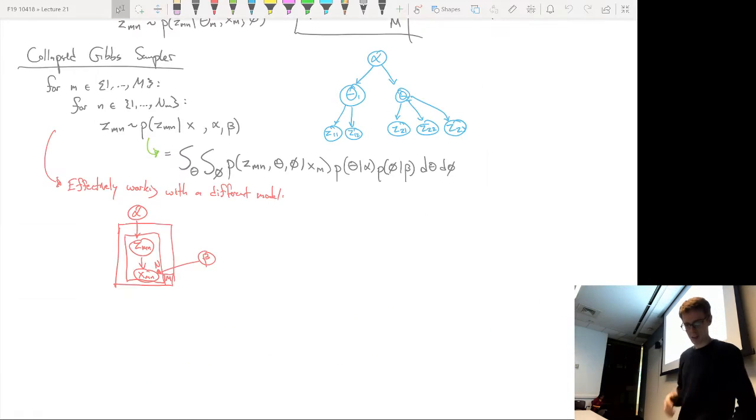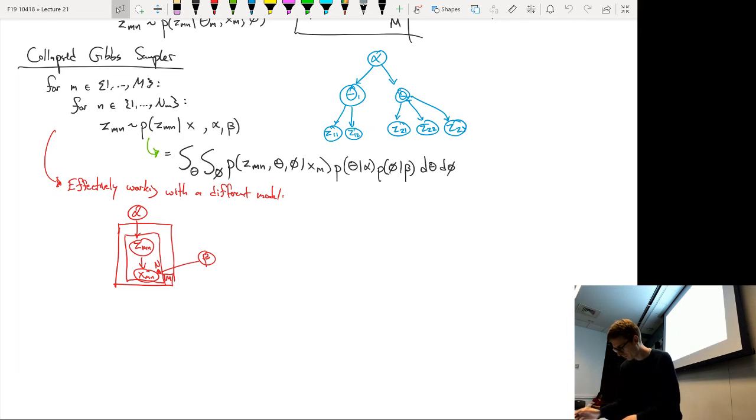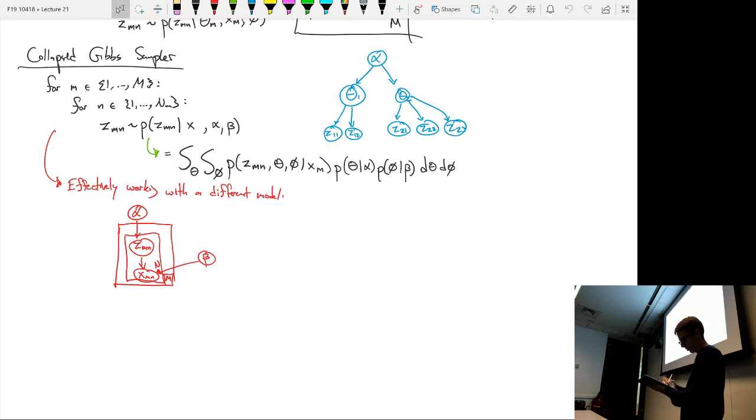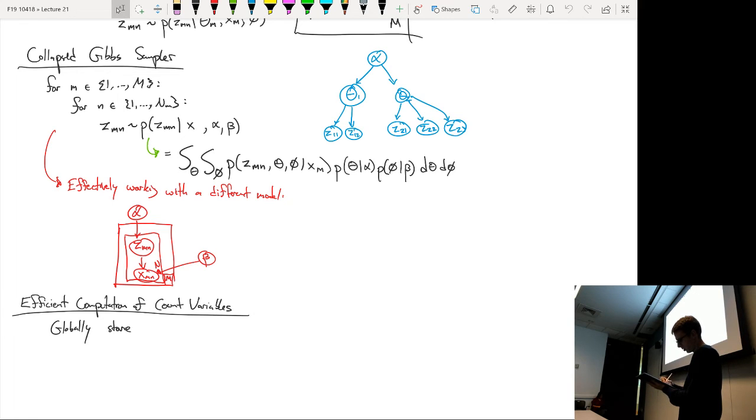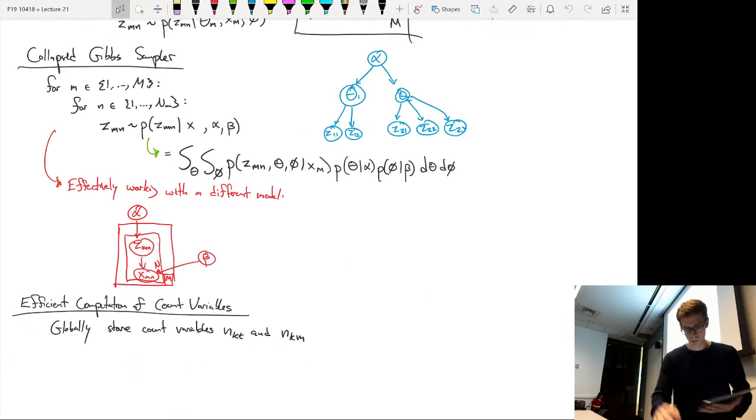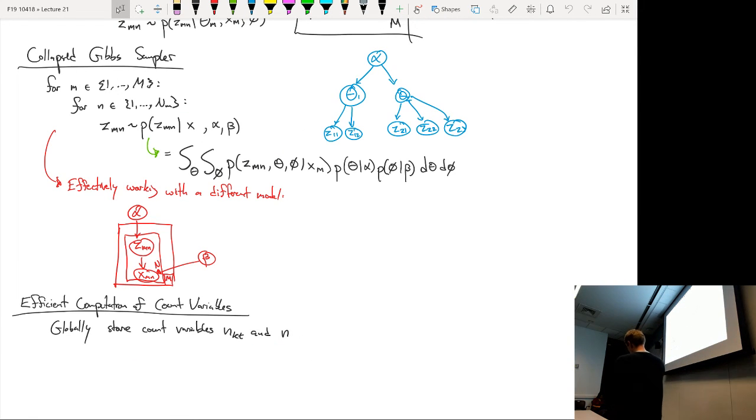Okay, maybe if that's not obvious, let's do it as a quick example here. Efficient computation of count variables. The first idea is to globally store count variables N_kt and N_mk, as tables.